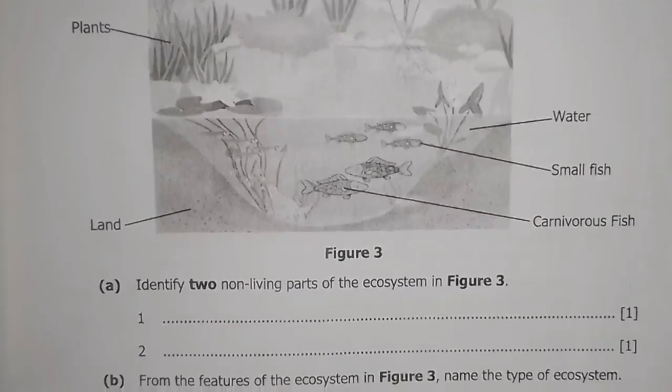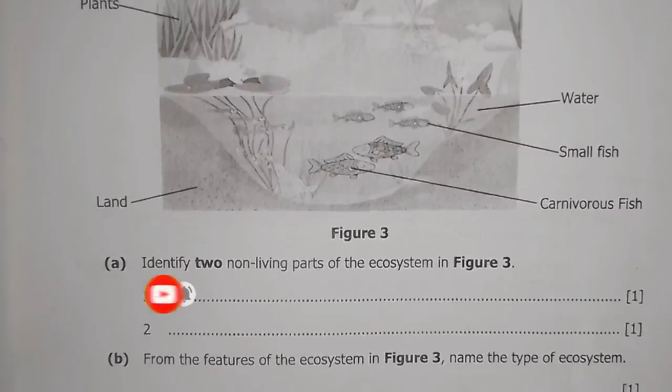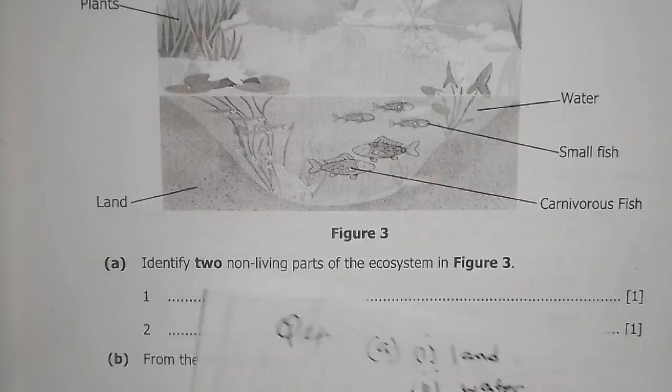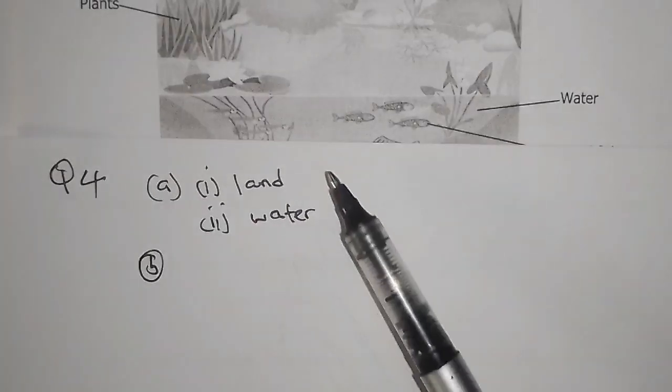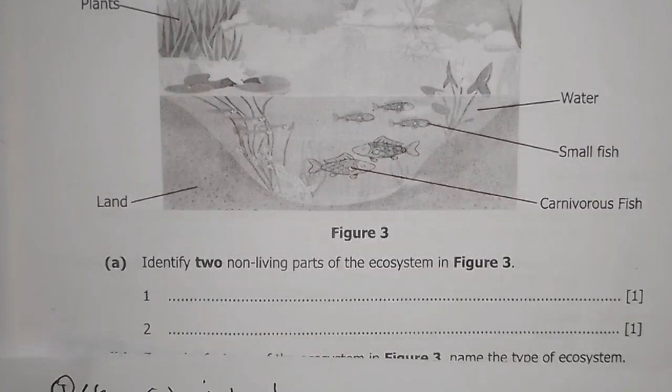And now the first question is on A, identify two non-living parts of the ecosystem. So non-living parts, okay. So the answer of that is land and water. So this is water as well as land.